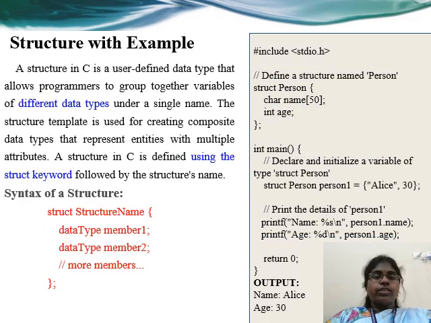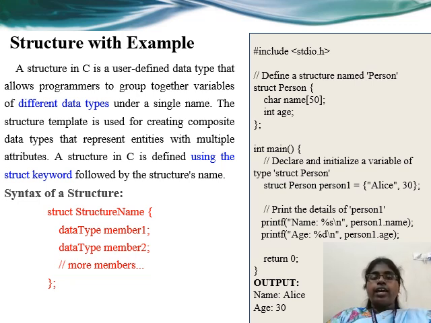Next topic is structure with example. A structure in C is a user-defined data type that allows programmers to group together variables of different data types under a single name. The structure template is used for creating a composite data type that represents entities with multiple attributes. A structure in C is defined using the struct keyword followed by the structure's name. This is the syntax for a structure: struct structure name, open curly brace, data type one, data type two, and so on for n number of members, then close the curly brace.